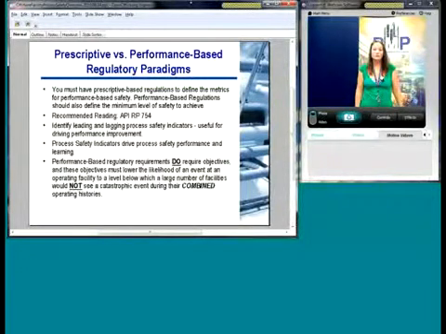Performance-based regulatory requirements do require objectives. And that's the key if we start moving in that direction in the U.S.: we really need to make sure that these regulations are written well to properly define the objectives.